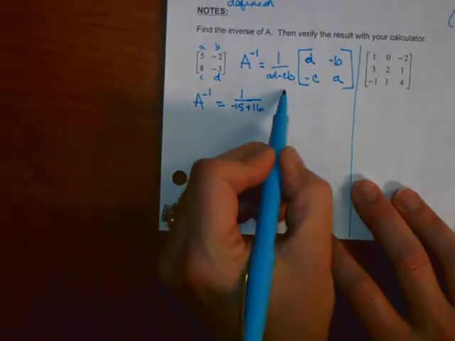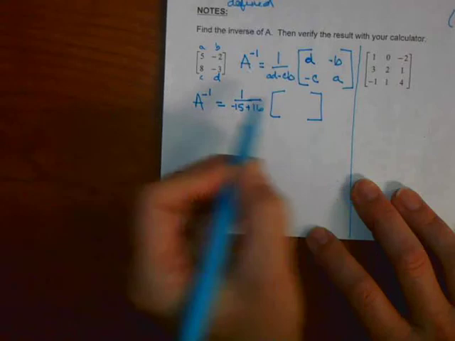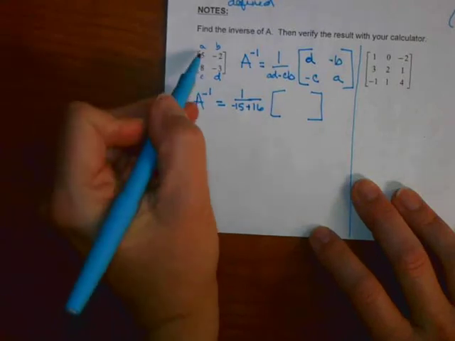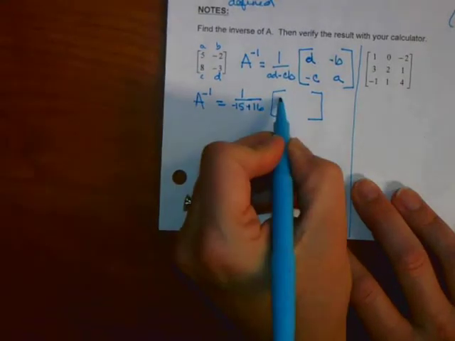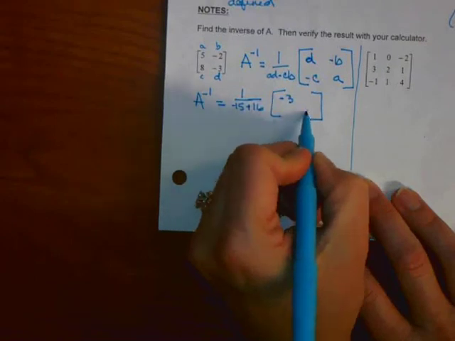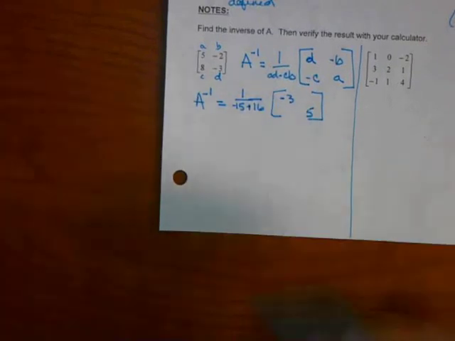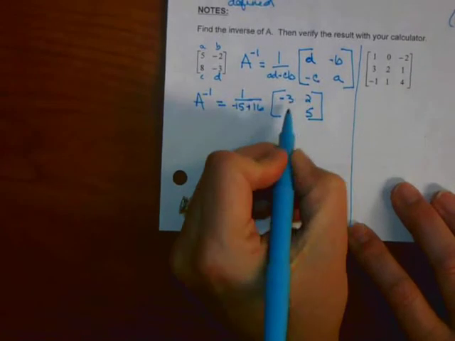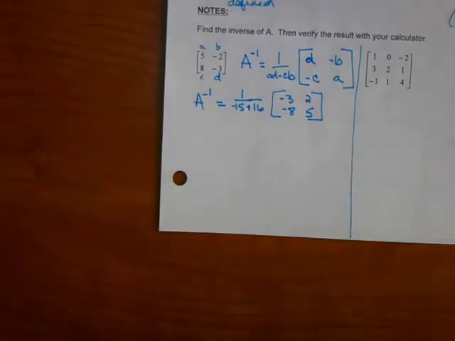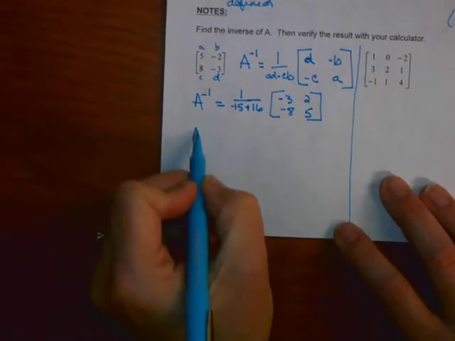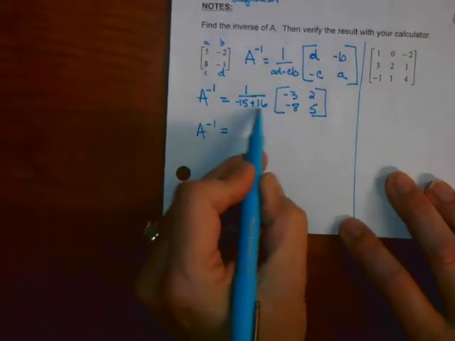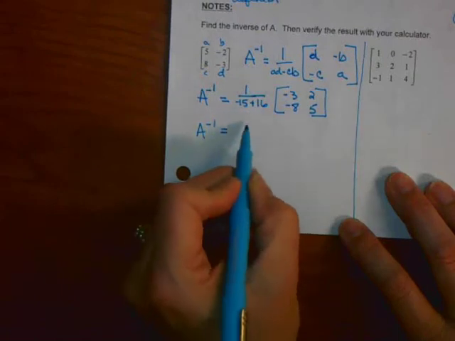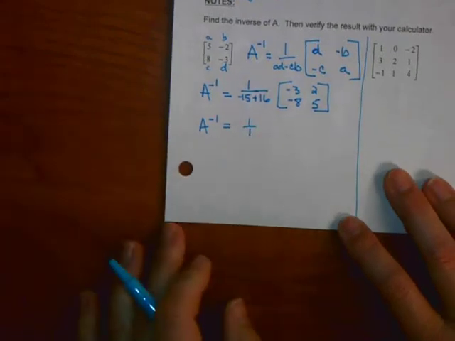Okay. Then I fill in. All I do is I switch the position of A and D, so it's going to be negative 3 and 5. And then I make B and C their opposite. So it becomes 2 and negative 8. So this turned out really pretty. What does this equal on the bottom? 1 over 1, which is just 1, correct?